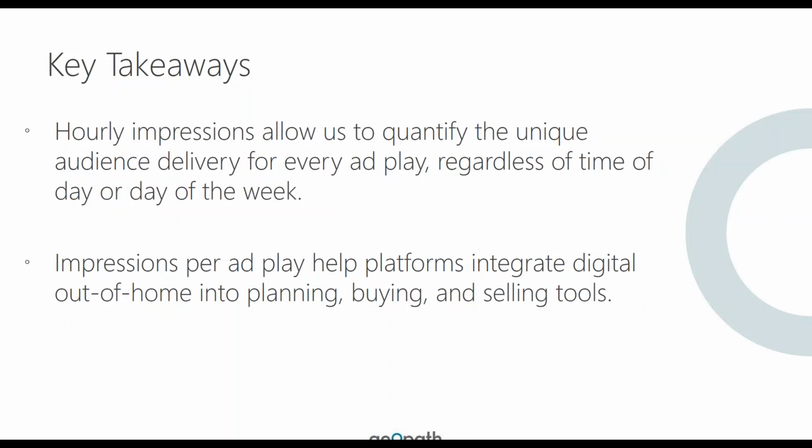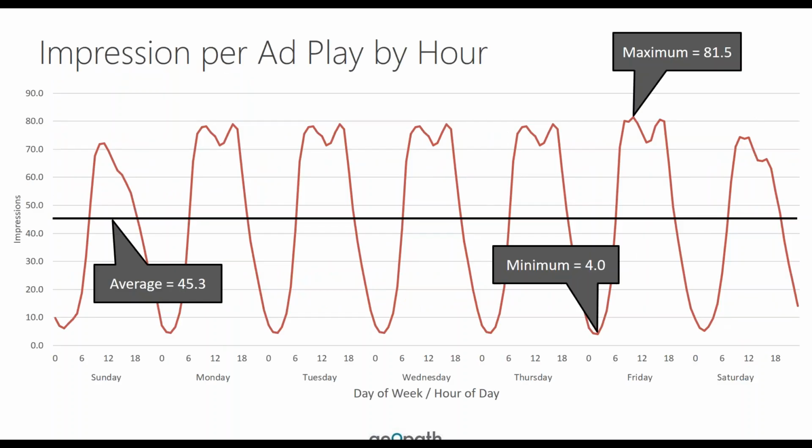Yes, you would be able to do that as well. For example, if you had a roadblock with a bunch of different screens that had the same ad during a period of time, you would look at a vertical slice of the number of impressions generated on the screens during that period of time. So that's another application of hourly impressions.